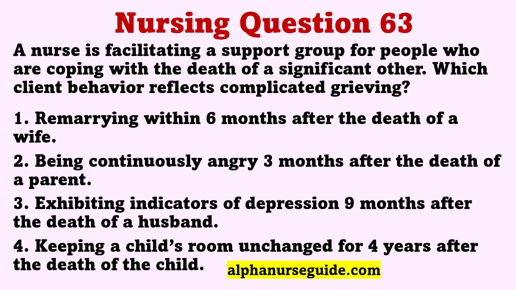1. Remarrying within 6 months after the death of a wife. 2. Being continuously angry 3 months after the death of a parent. 3. Exhibiting indicators of depression 9 months after the death of a husband. 4. Keeping a child's room unchanged for 4 years after the death of the child. The correct answer is 4. Keeping a child's room unchanged for 4 years after the death of the child.